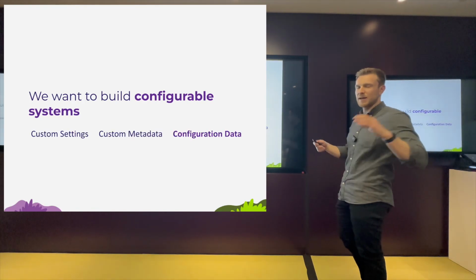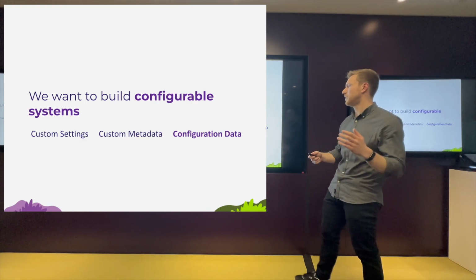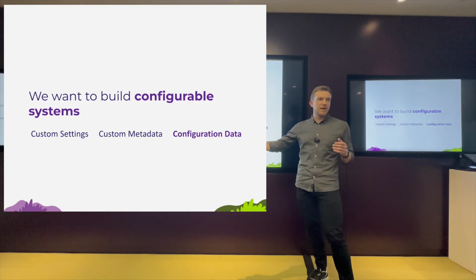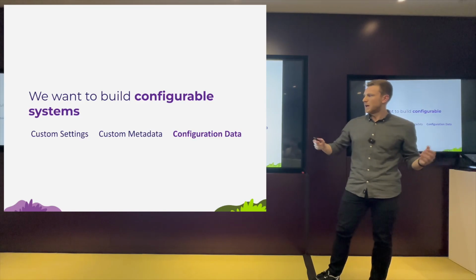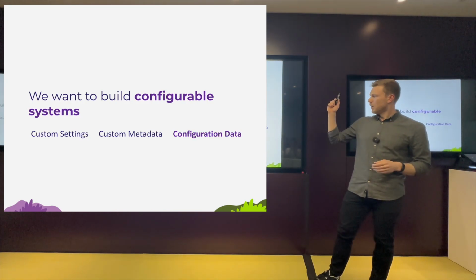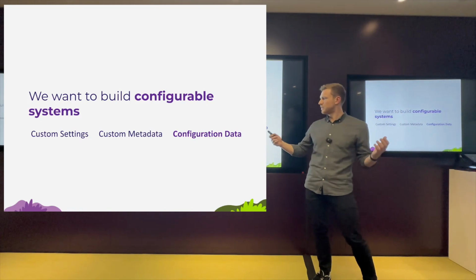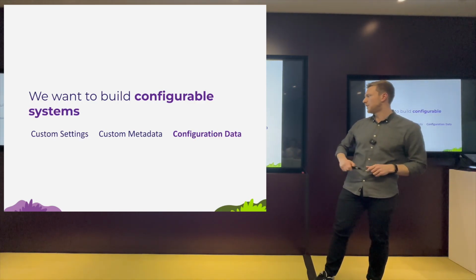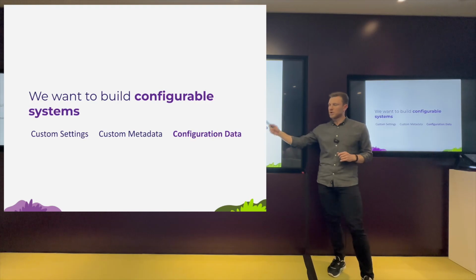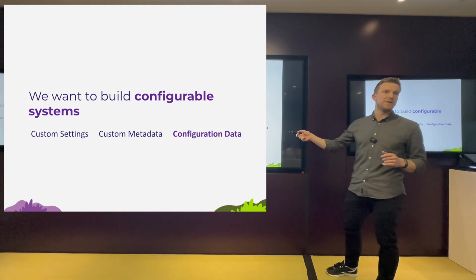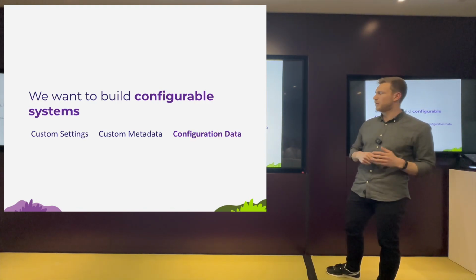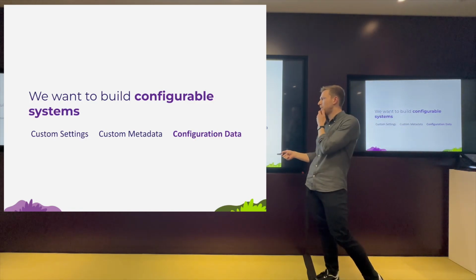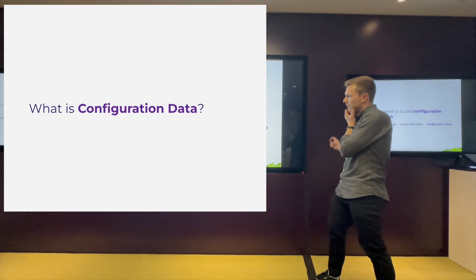So what kind of tools do we have available to build those configurable systems? I think there are many, but we've got 3 obvious ones. We've got custom settings, which of course now are hierarchical custom settings. We've got custom metadata, which is kind of replacing our list custom settings, which I'm sure we're all familiar with. But the focus of today is our configuration data and some of the unique challenges we get when we're dealing with this.